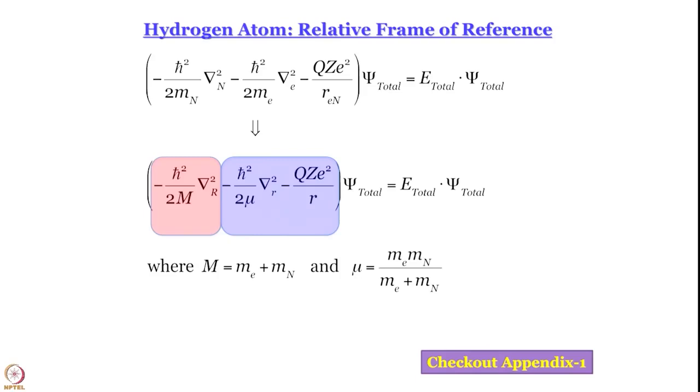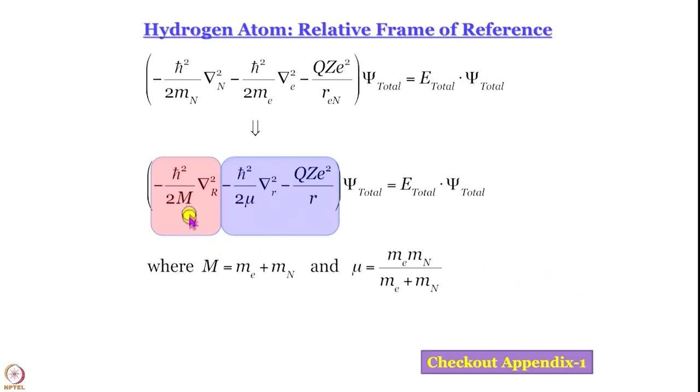So, what happens is that this Schrodinger equation in terms of electronic and nuclear coordinates can be rewritten in terms of relative coordinates and center of mass coordinates. Okay? So, what we see is how you do it. I will just browse through Appendix 1. If you are interested in the detail, you can go through it. It is not required for this course.